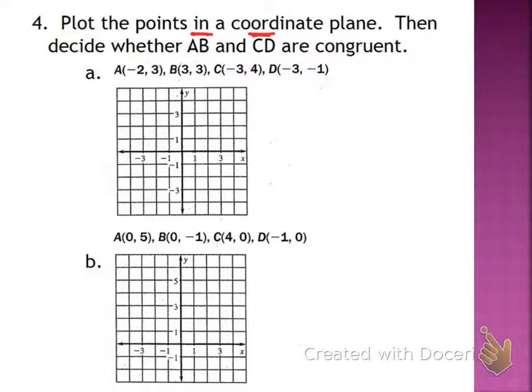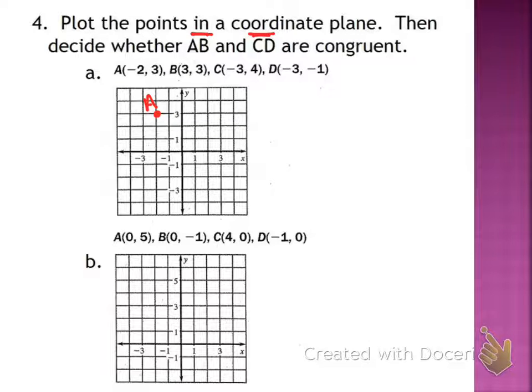So who can tell me how to plot point A on problem A? Someone I haven't heard from yet today, perhaps? Shelby, can you help me out? So for point A, I'm going left 2 and up 3. I'm going to label that point.